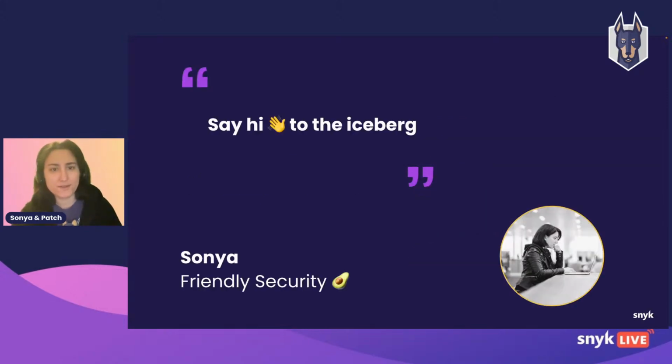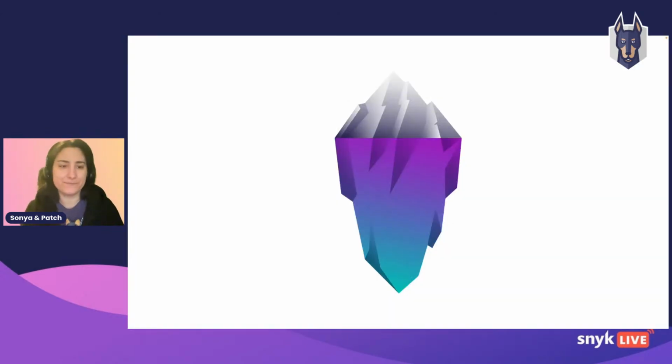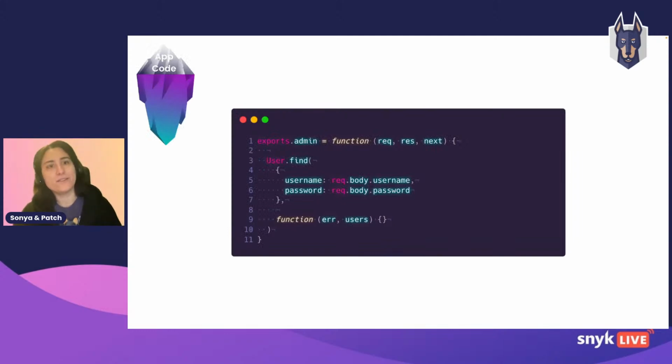So let's try to understand how this is possible. And let's say hi to the iceberg. Hi, iceberg. If you're confused by that statement, let me explain it to you. So that's the iceberg. Let's look at the tip of the iceberg. This is our starting point, which is our code. That's the proprietary code that we write in an organization. Does it bring security vulnerabilities into our code base? Maybe, maybe not. Let's see with a specific example.